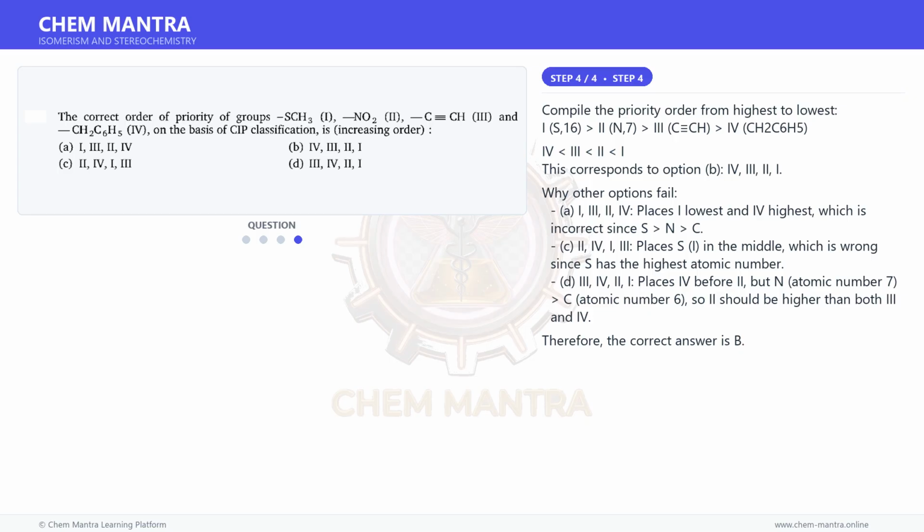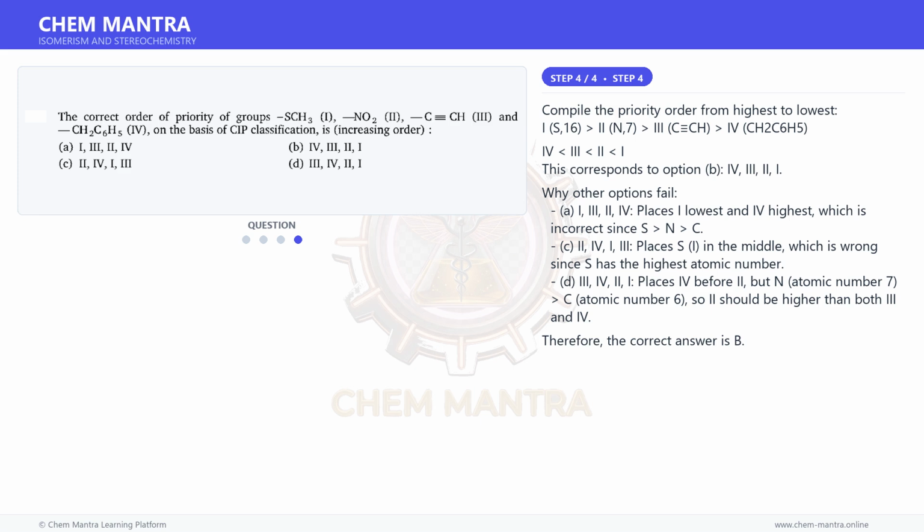And for the final step, compile the priority order from highest to lowest: 1, S, 16; 2, N, 7; 3, CCH; 4, CH2C6H5. So 4, 3, 2, 1 corresponds to option B.